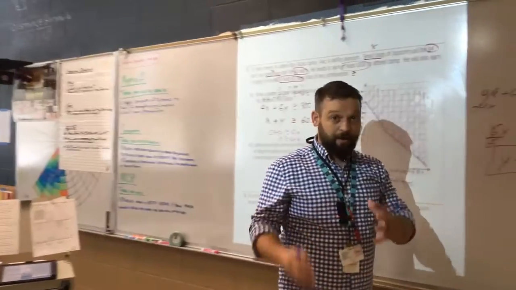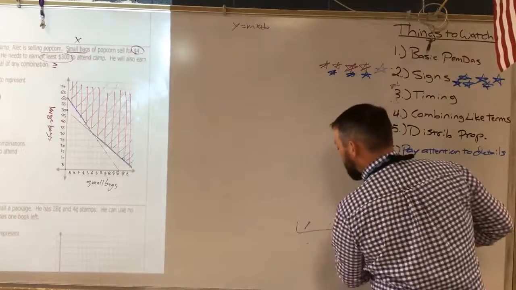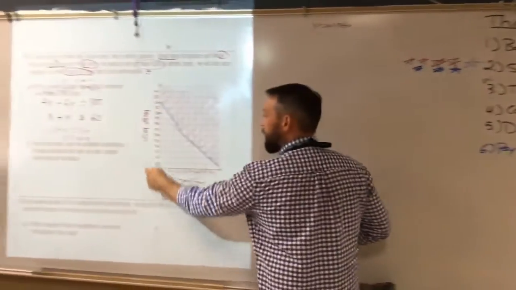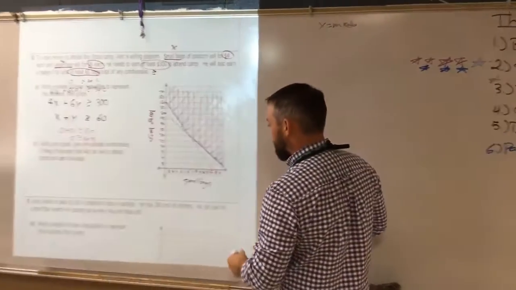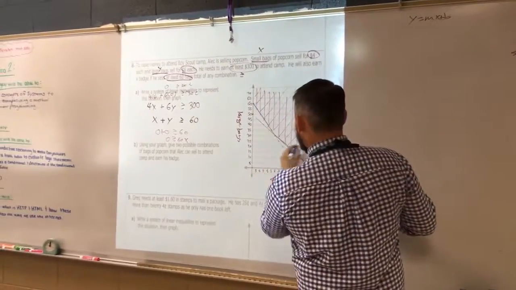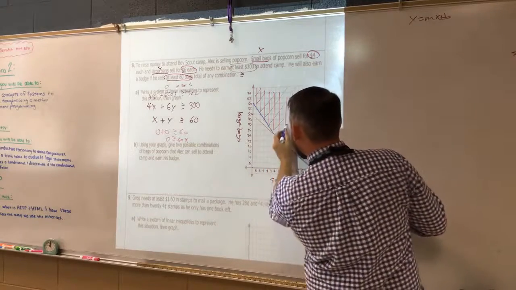So let me model that for you. What that means is, remember, all my X values are small bags, my Y values are large bags. So if I take, say, this point right here, that's 45 and 40.